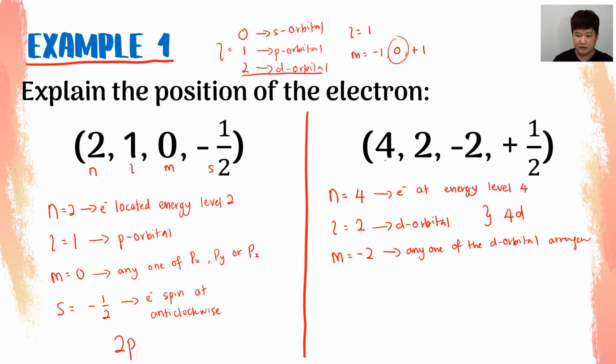And right now, your S is a positive half, and that will give rise to electron spin at clockwise. And you can see that it's a 4D. Bear that in mind, that is your N, L, M, S. They will always be in the form of N, L, M, S.